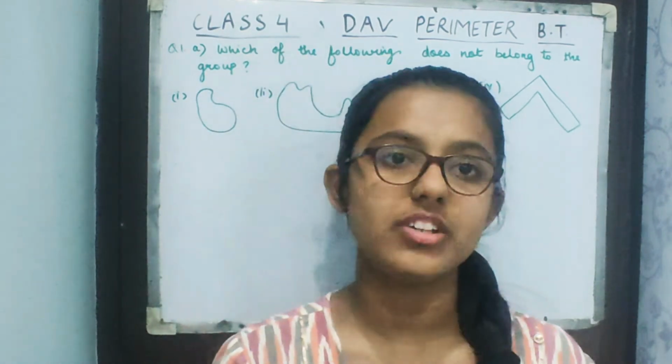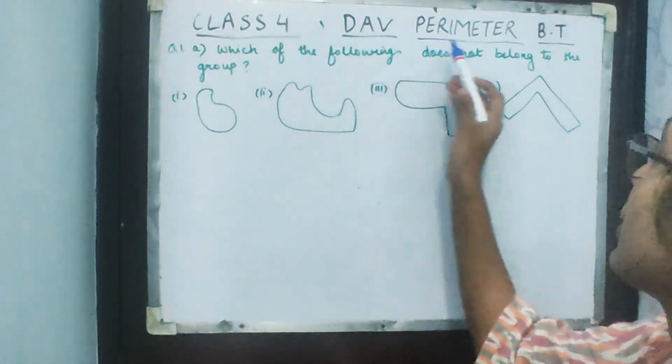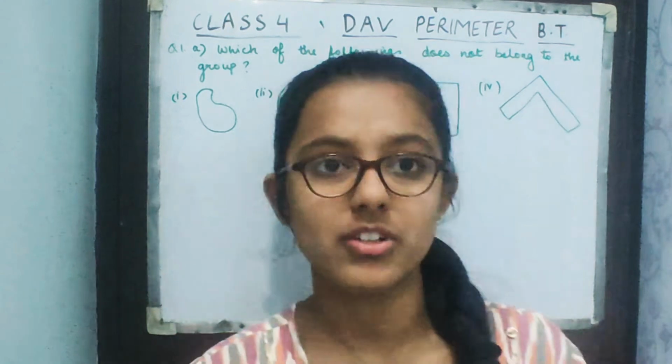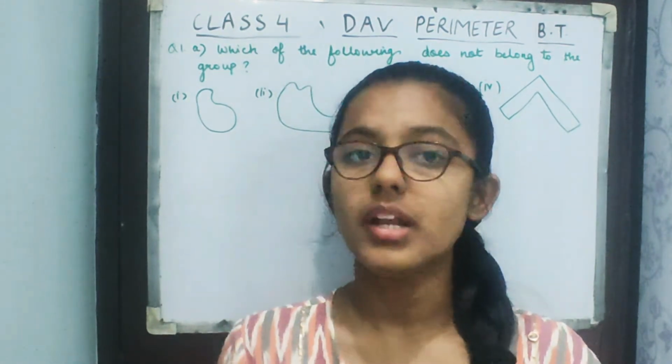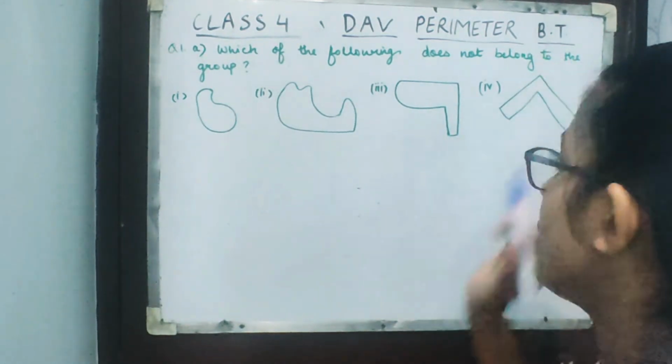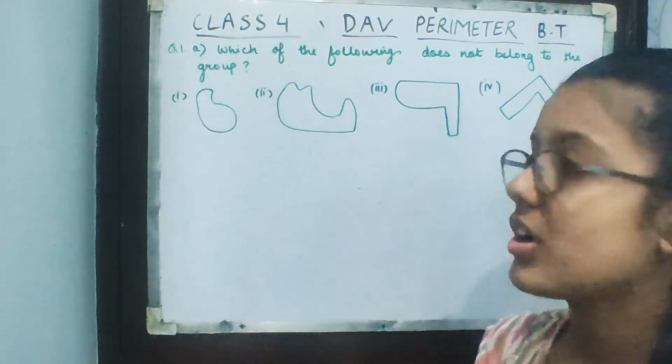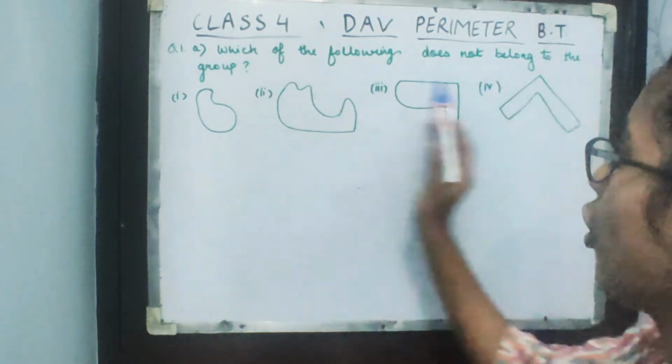So this is Kushi and today we are going to start with class 4 DAV perimeter brain teasers. We have already completed worksheet 1, 2 and 3. Now today we are going to start with brain teasers. Our question 1 is, which of the following does not belong to the group?